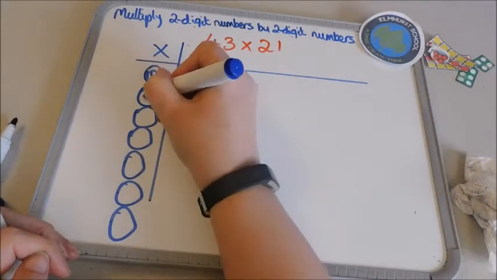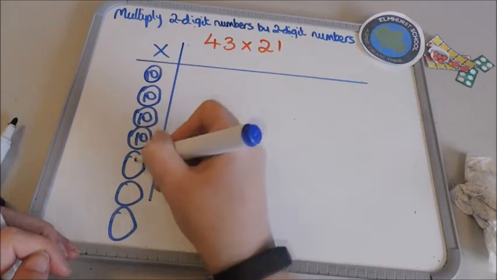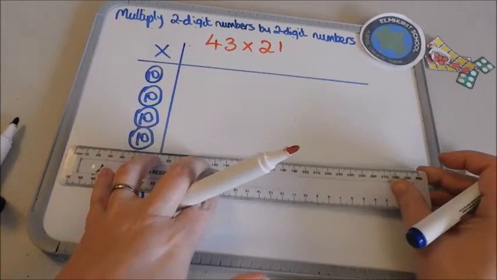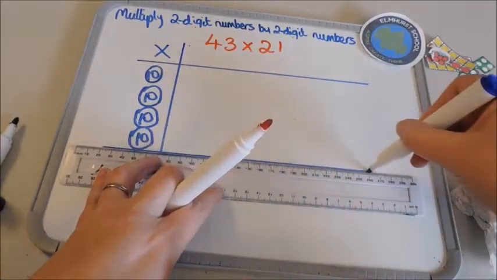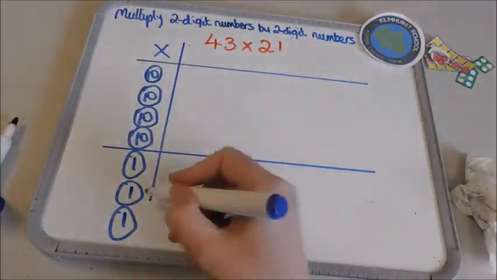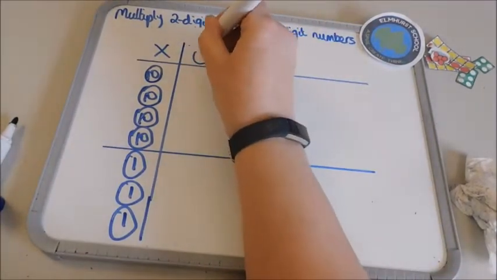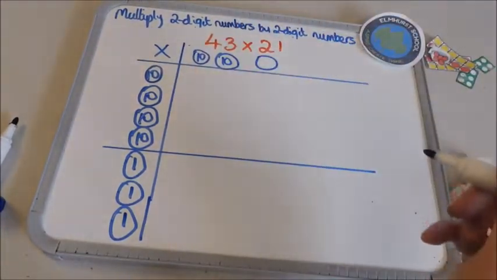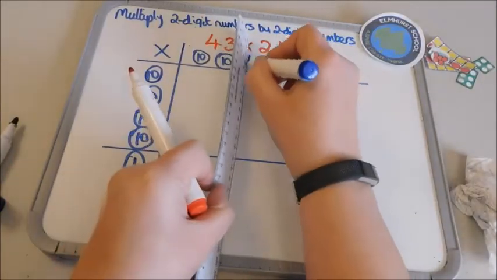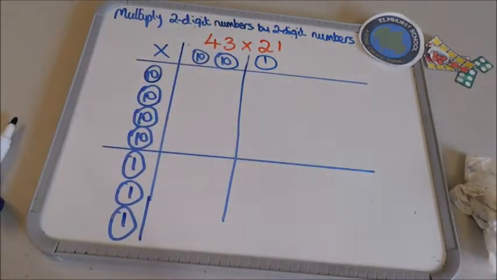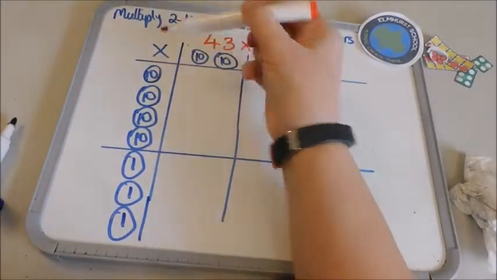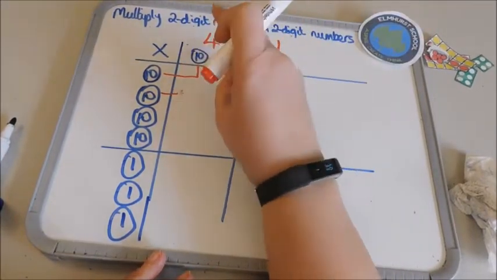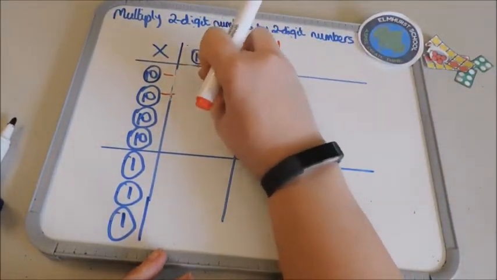So 40 would be 10, 10, 10, 10, and then I've got 3 ones. Separate your 10s and your 1s. And then I've got 21. That's a 10, and that's a 10. Oh, it wasn't a very straight line. What we're doing is imagining that you're multiplying these lines and so on like that. I'll just get rid of those lines so I can actually put my circles in.